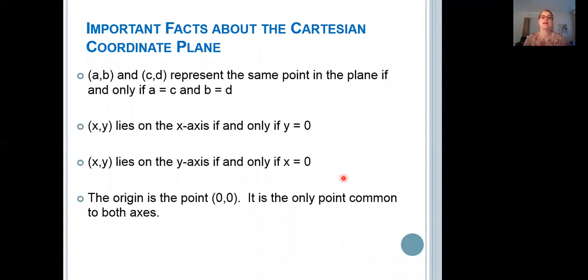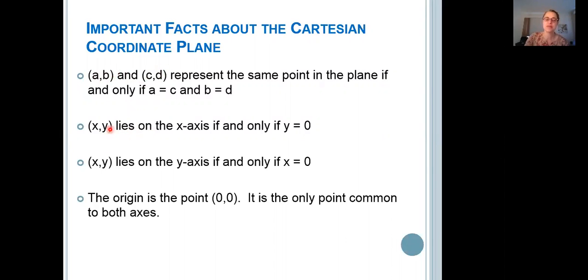So some important facts about the Cartesian coordinate plane. This first one is kind of a funny way of saying that if the coordinates are the same number and in the same order, then we are looking at the same point. It's the only way that we're looking at the same point: if A equals C, in other words, if our x coordinates are the same, and if B equals D, in other words, if our y coordinates are the same.